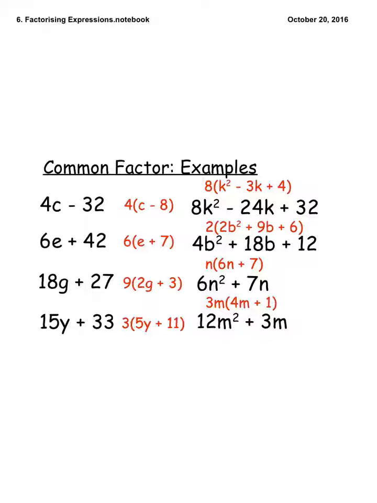Fifth example is 8 bracket k squared take away 3k plus 4. Sixth example is 2 bracket 2b squared plus 9b plus 6. Seventh example is n bracket 6n plus 7. And the last example is 3m bracket 4m plus 1.